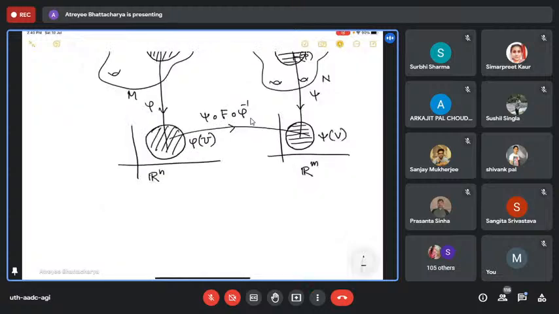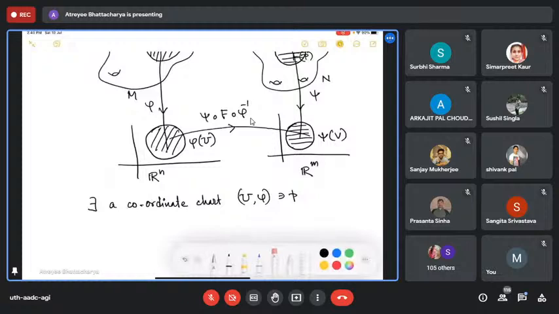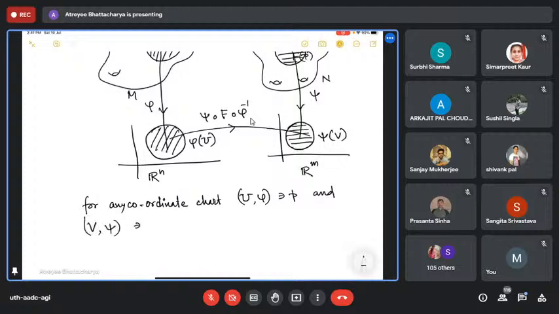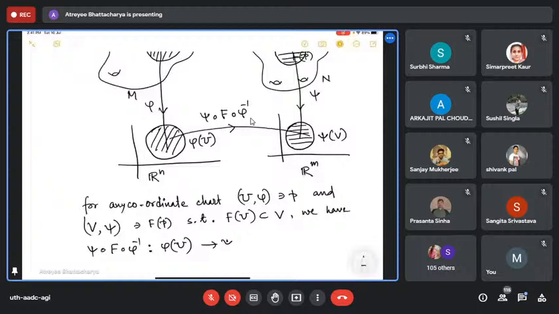If there exists a coordinate chart (U, phi) containing p, or rather not there exists, for any coordinate chart (V, psi) containing F(p) such that F of U is contained in V, we have psi composed with F composed with phi inverse is smooth at phi of p.